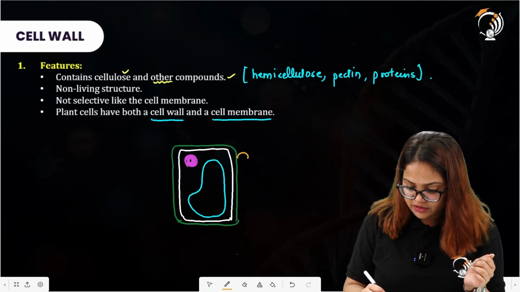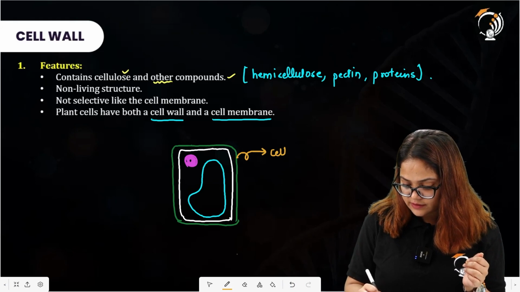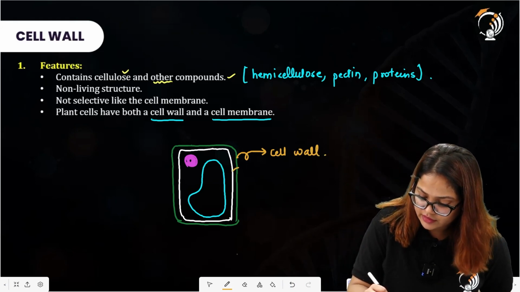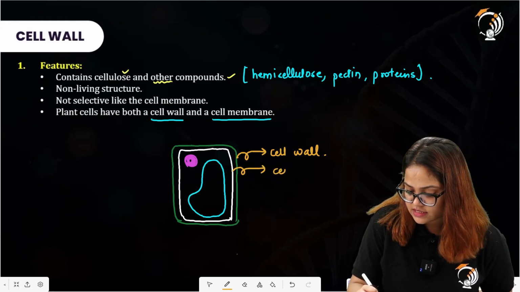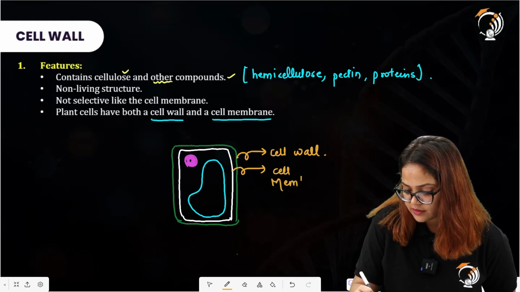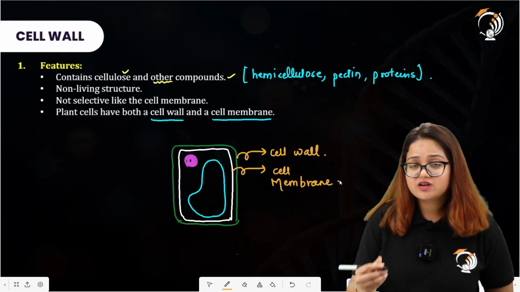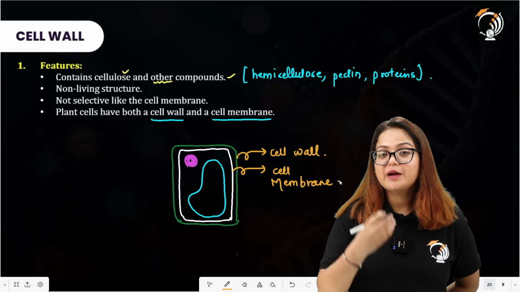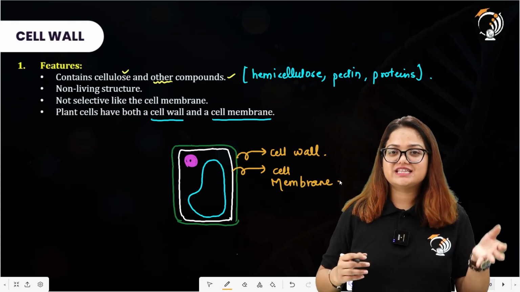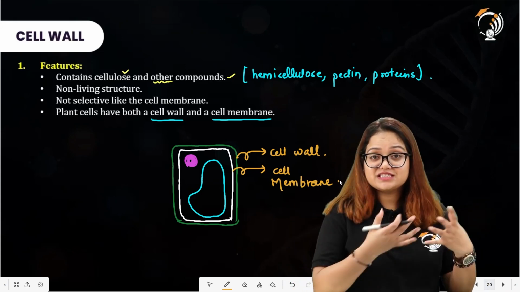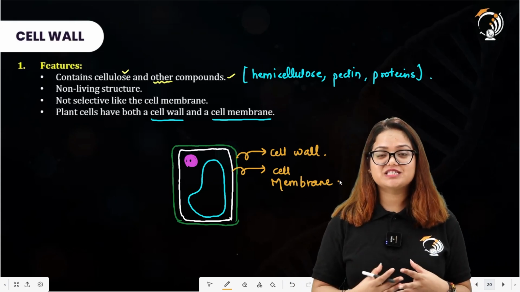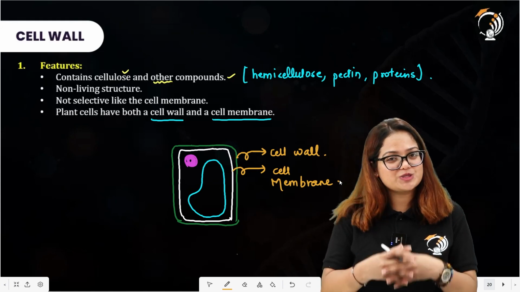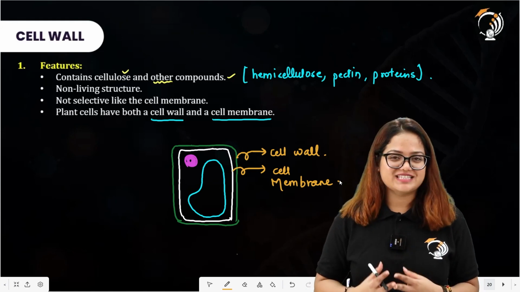This region here represents the cell wall. We have this region as the cell membrane. You will also observe many questions coming from this particular diagram, where you have to label the parts of a plant cell. Where is the cell wall? Where is the cell membrane? Where is the vacuole present? Where is the cytoplasm? You have to identify the nucleus and chloroplast. We are going to solve those questions in this class itself.